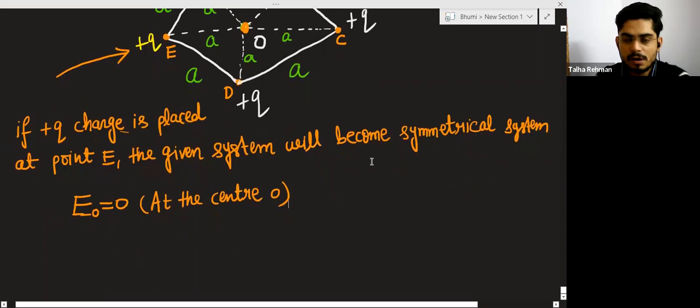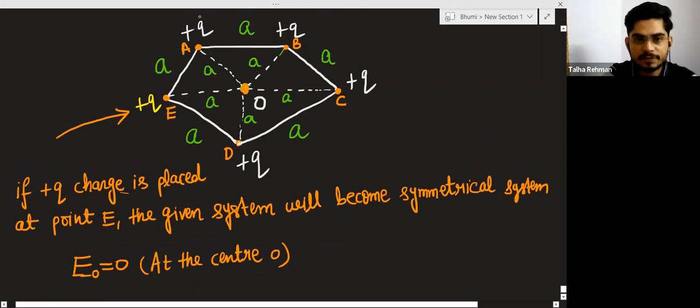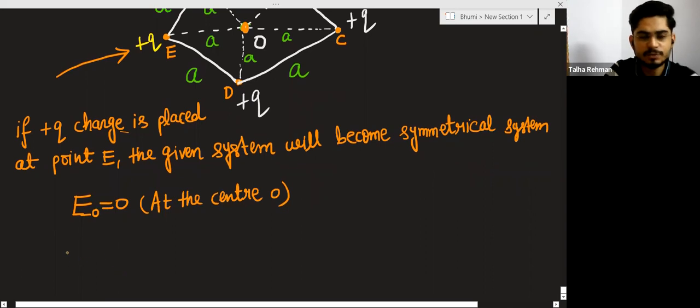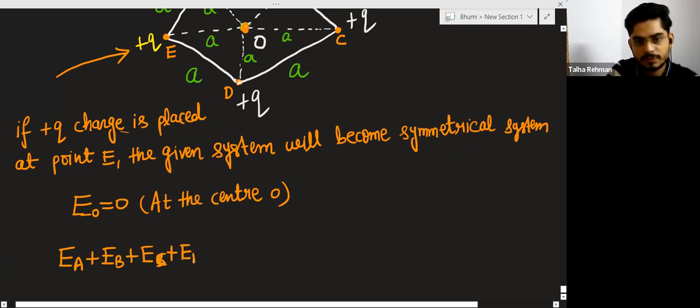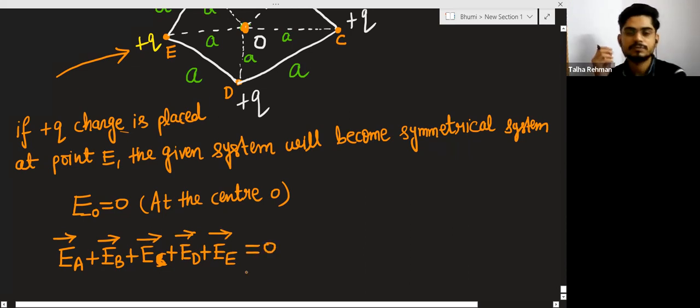So now if I want to find the electric field due to the charge at A at point O, it means that the vector sum of the electric fields due to the charges at A, B, C, D and E is equal to 0. Okay.